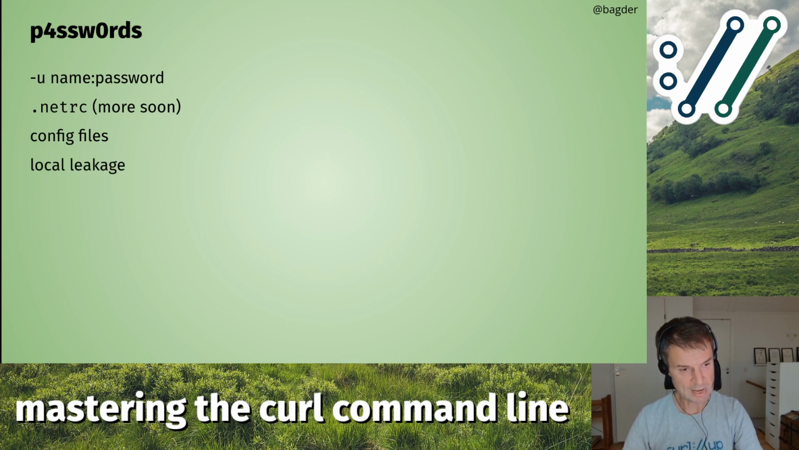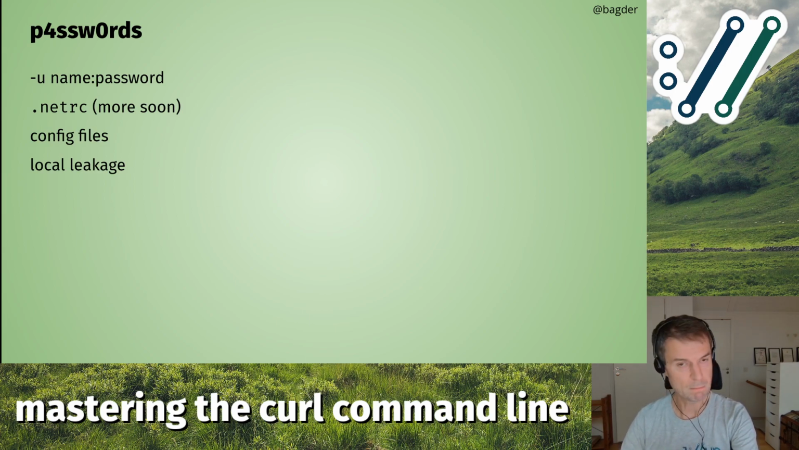But you need to remember that there's a local leakage: if you have a multi-user system, there will be other users on your system, and they might do a process listing. They could run ps or whatever it's called, and see your command lines passing by in the process list. That process list then might contain curl -u and your password. You really need to be aware of that.